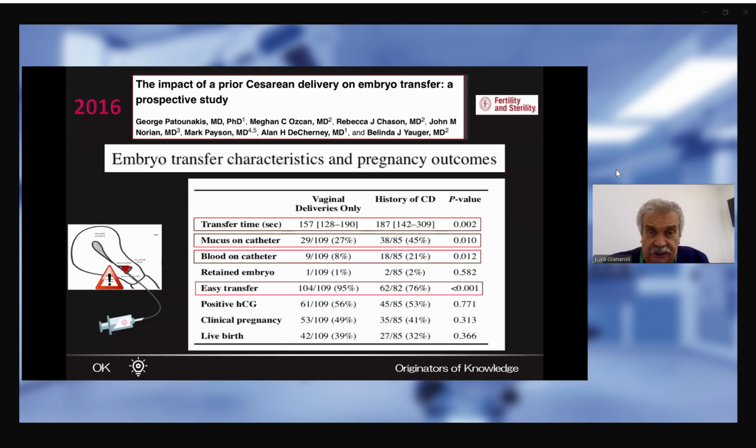Not to say anything regarding what has been said by Alonso. Here you have a summary of the difficulties of the transfer and of the time spent for the transfer, on the retained embryo in the catheter, when you compare patients that have previously delivered vaginally or that had a cesarean section before. As you can see, many of the most important items, including mucus on the catheters that can trap the embryo, are significantly different in the two groups.